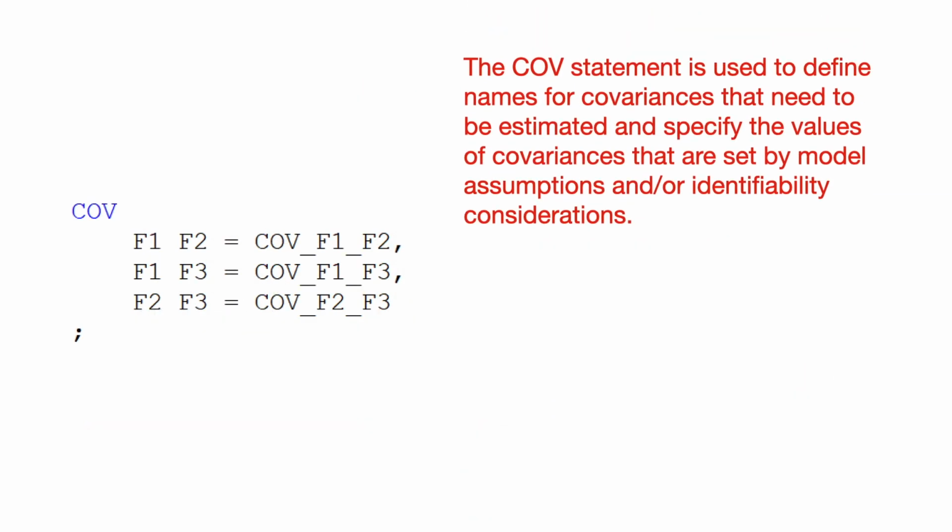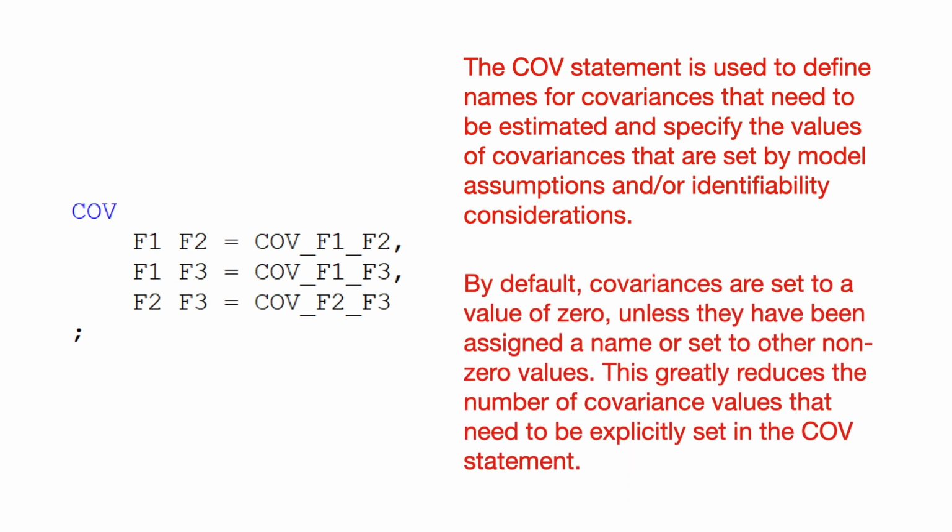And finally, we have the COV statement. This is used to define names for covariances that need to be estimated, and also specify the values of covariances that are set by model assumptions and/or identifiability considerations. Now, there are potentially a lot of covariances in any given SEM. By default, and for convenience, in the CALIS procedure, covariances are set to a value of 0 unless they have been assigned a name. In that case, they would be estimated, or set to another non-zero value.